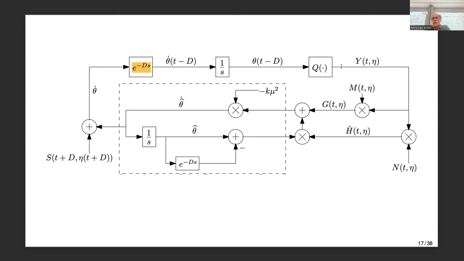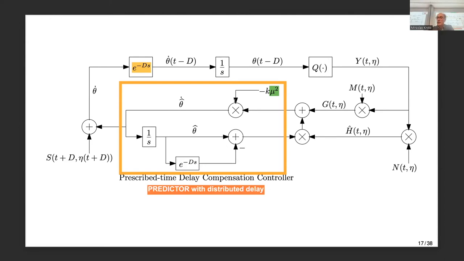The objective is to maximize the output of a static map, which is here denoted by Q, the map. The challenge to achieving this objective is the presence of a delay, which I represent here in engineering frequency domain, Laplace domain notation as e to the minus ds. The means to achieve prescribed time convergence is the use of the blowing up gain nu as given here. But there is a delay to be compensated. The increasing gain was the feature of already the delay-free algorithm. It's the delay that I want to focus on now.